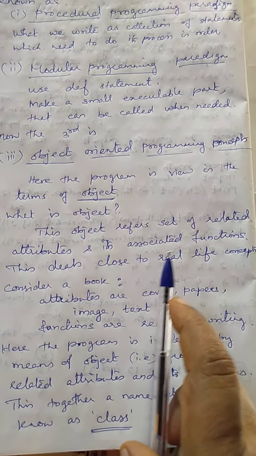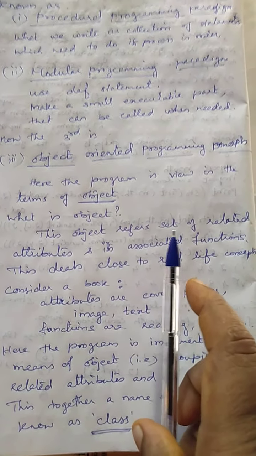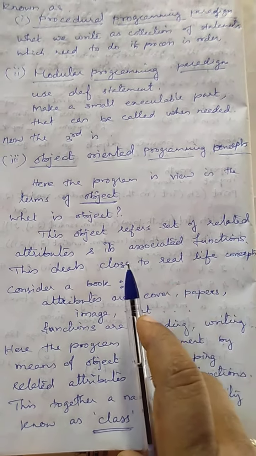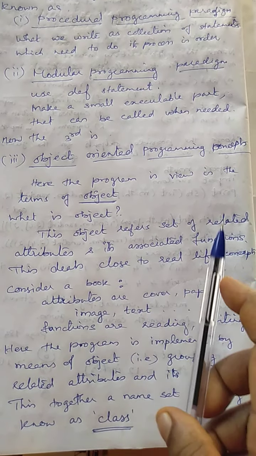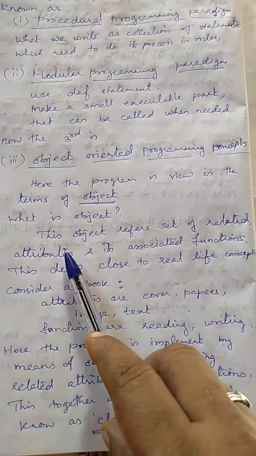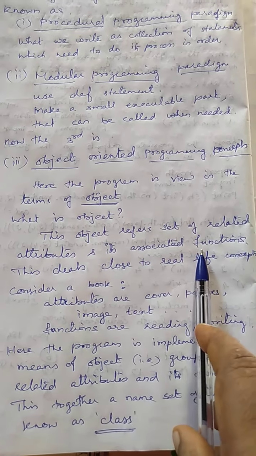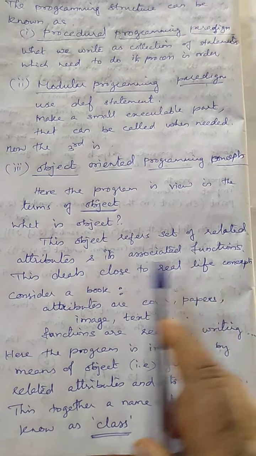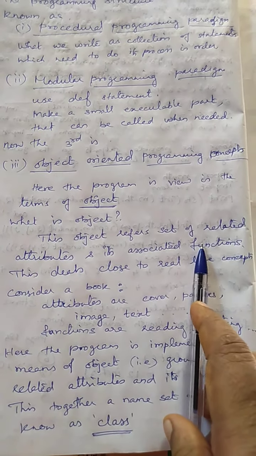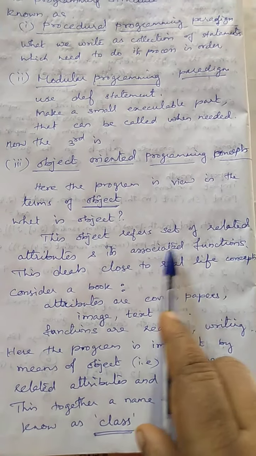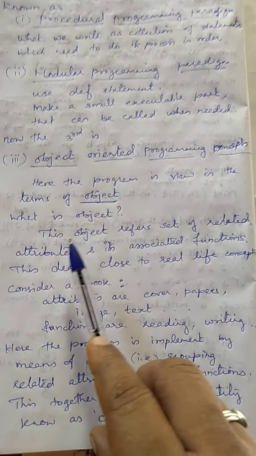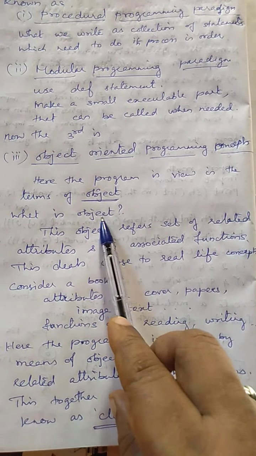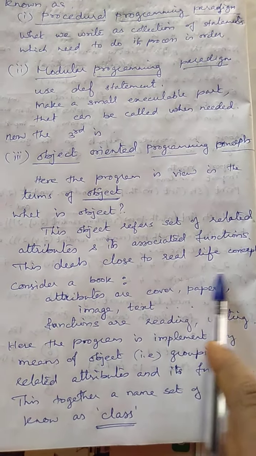For example, consider a shirt that we wear. The shirt consists of cloth, buttons, a pocket, and thread. These are called the related attributes. What are its associated functions? We can wear the shirt, hang it up, and wash it. These are the associated processes for that item, called associated functions. All the data involved is called the related attributes. The word object deals closely with real-life concepts.